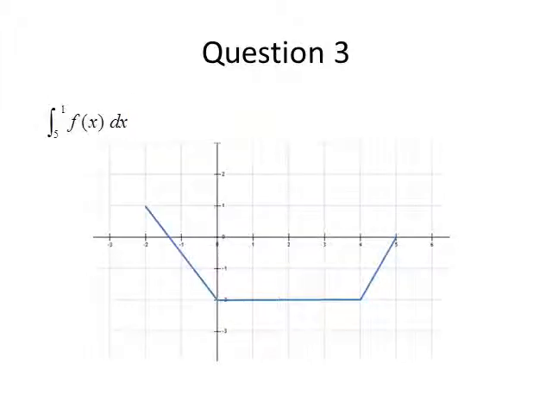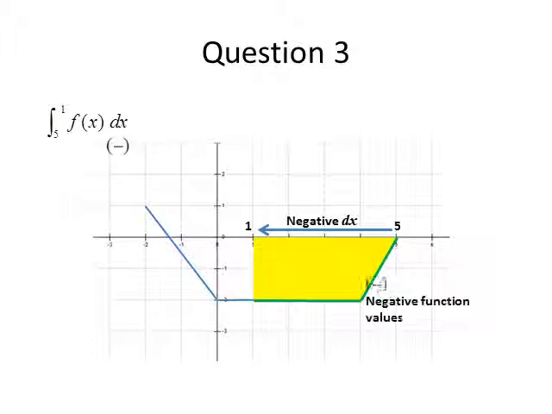Question 3 asks for the value of the definite integral of f of x dx from 5 to 1. Since we are integrating from 5 to 1, we can regard the dx as a negative quantity. At the same time, the function is always under the x-axis for this interval, so the f of x can be regarded as negative. The product of a negative quantity and a negative quantity is positive, so our integral is going to be positive.